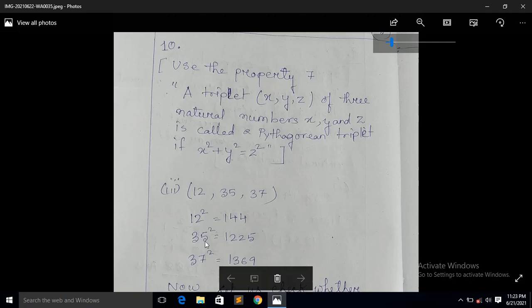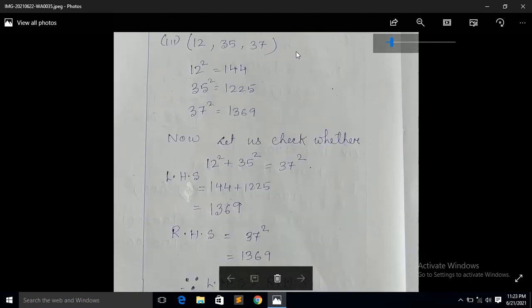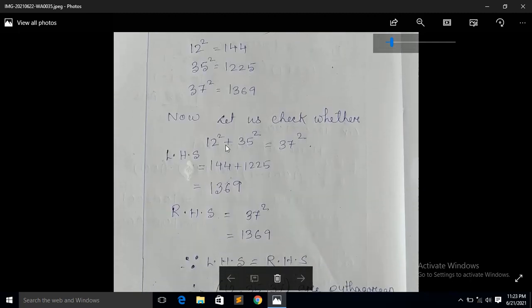You just find the squares of these three numbers and then place the values here. Let us check whether 12 square plus 35 square is equal to 37 square or not. This is the left hand side expression and this is the right hand side expression. Let us take the left hand side: 12 square is 144 plus 35 square is 1225. If you add these two numbers, you will get 1369.